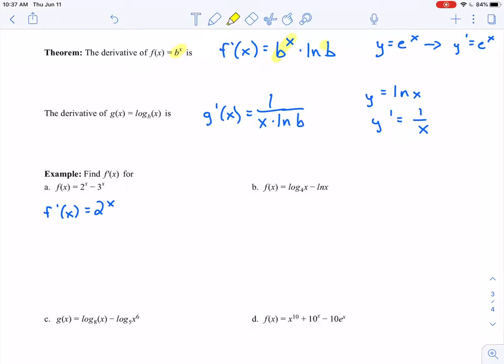I just have this extra factor of natural log of whatever my base is. Well, in this case, my base is 2, so times natural log of 2. And that's it. There's the derivative of that first term.